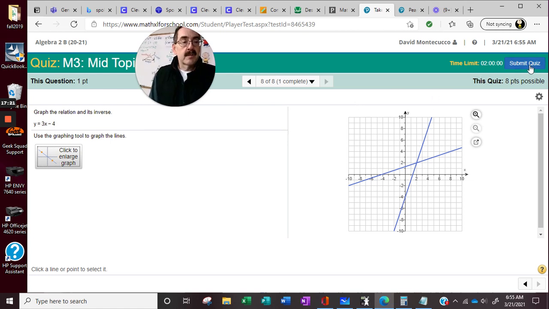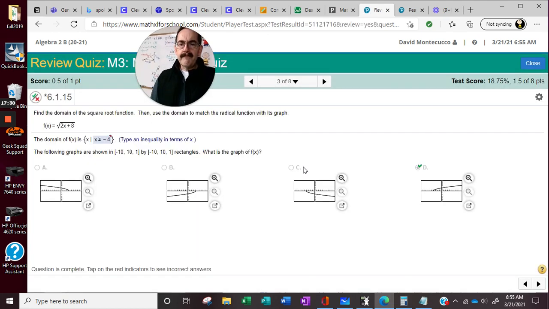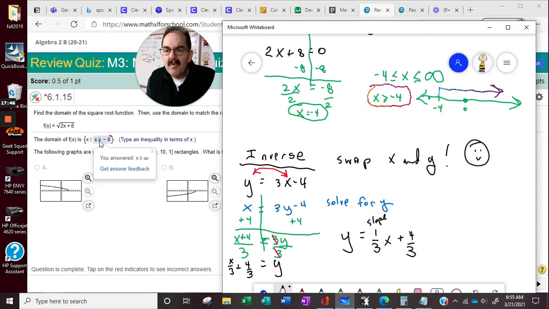Let's submit the quiz and look at 3 and 8. Submit it. Question 3, we got part of it. Question 8, we got all of it. What did I miss on 3? Okay. You watched me type infinity. From negative 4 to infinity. See? So here's an example where the teacher typed it wrong, but we had it written right. Hey, have a great week, Algebra 2.